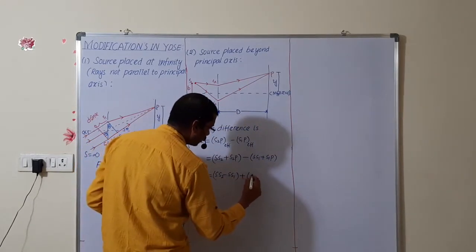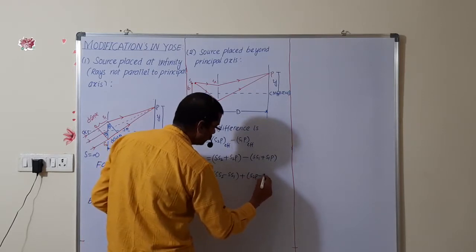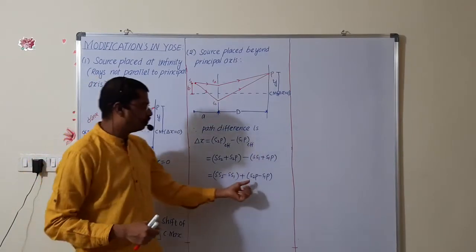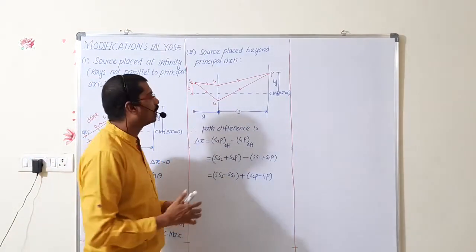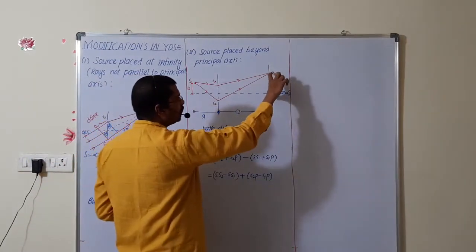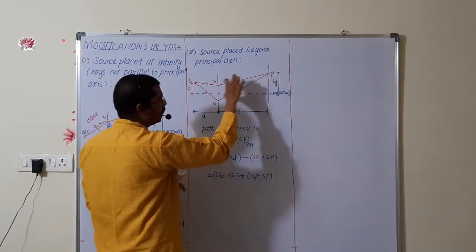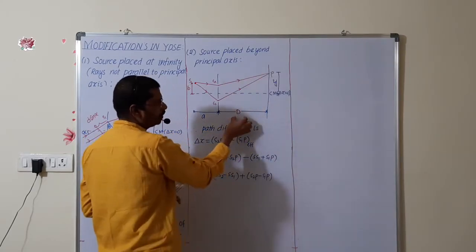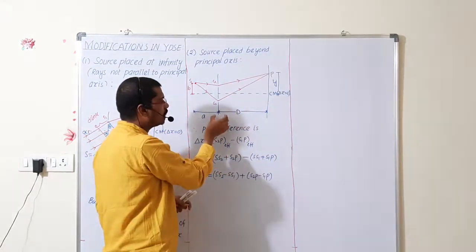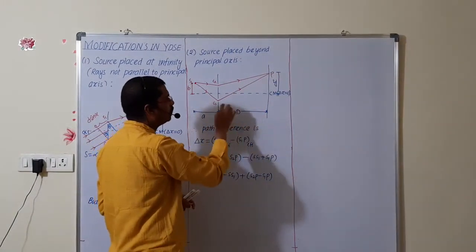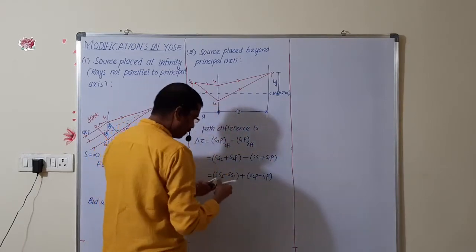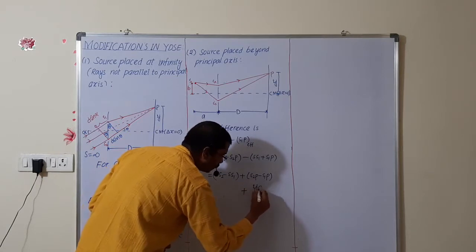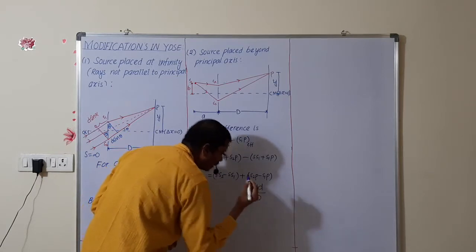plus S2P minus S1P. If you see this diagram, S2P minus S1P represents, what is the value? This distance up to here, vertical distance, the product of vertical distances upon the distance between screen and source. Then we can write this value, therefore the y, the small d upon capital D.